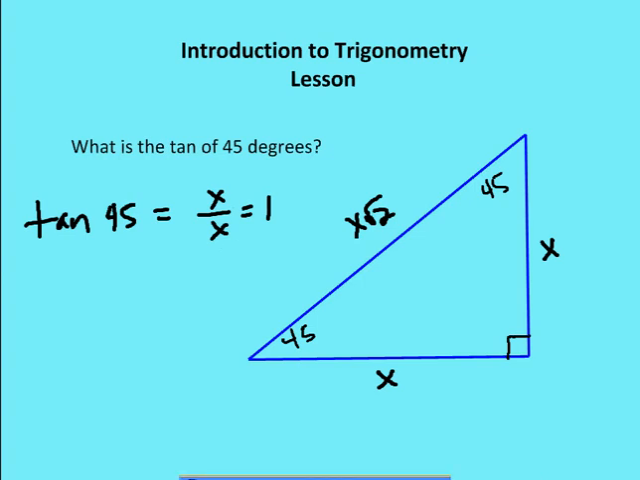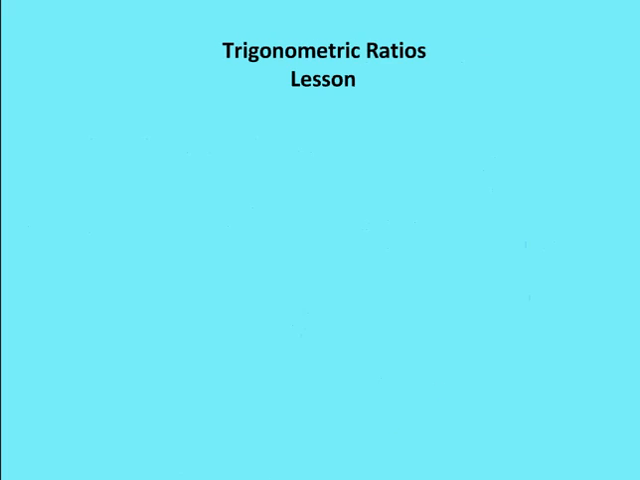Okay, so we're going to move on. We're going to talk about trig ratios. And in the trig ratios, we're going to talk about angle of elevation and depression. And also we're going to talk about how to calculate values when you don't have a value of 45, 45, 90, or a special family of right triangles.